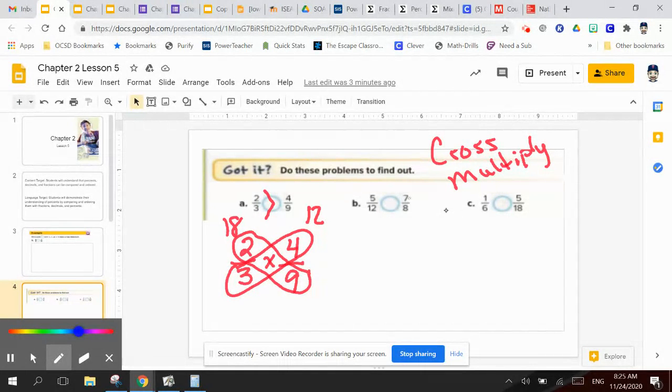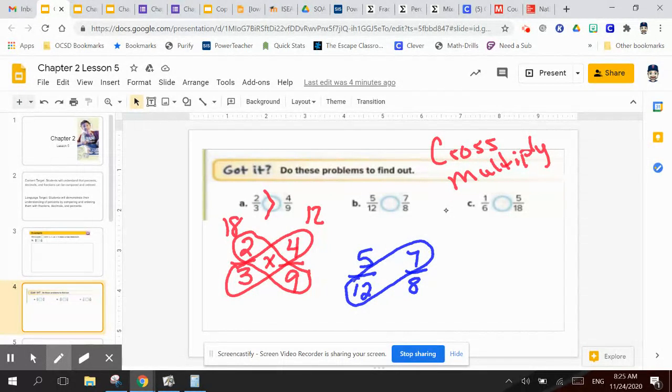I look at 5/12 and 7/8. And again, I'm going to cross multiply. Opposite denominator times opposite numerator. 12 times 7 is 84. 8 times 5 is 40. I know 40 is smaller than 84, so 5/12 is less than 7/8.